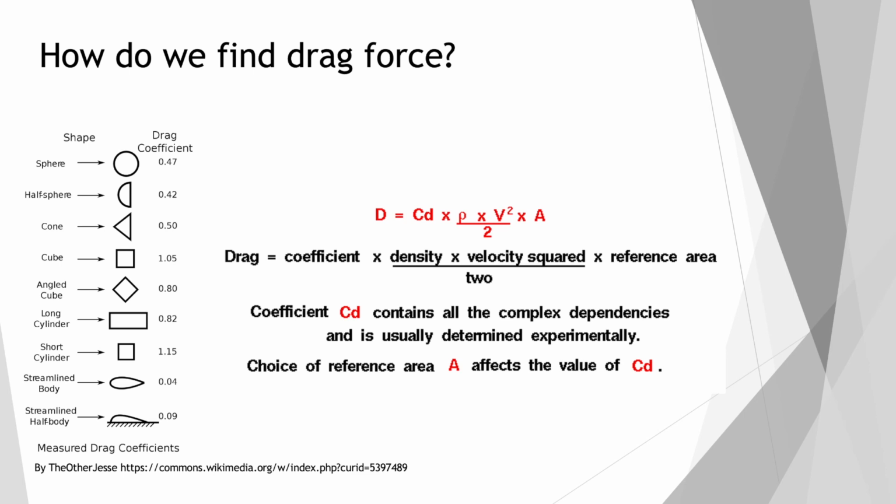The air resistance, also known as drag force, is calculated by multiplying the coefficient, the density, velocity squared, and reference area together before dividing the answer by 2.